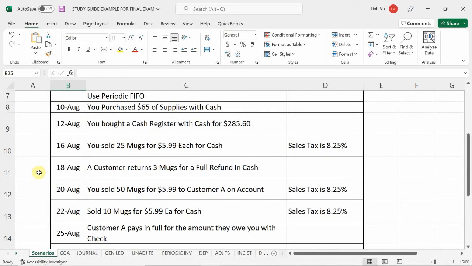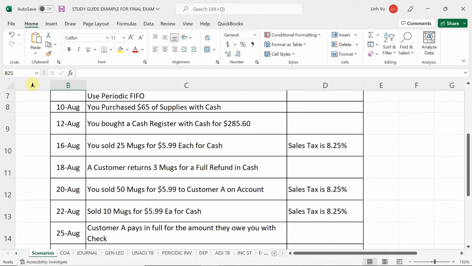August 12th. Okay. You bought a cash register with cash for $285.60. Notice here, no sales tax was charged. Well, in this case, it's included. Okay. So there you go. You bought a cash register with cash for $285.60. Okay, and this is August 12th.